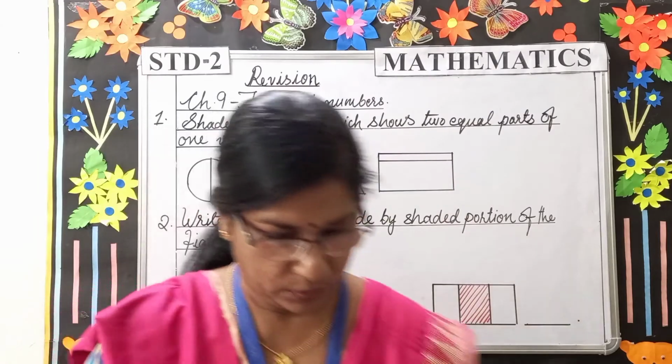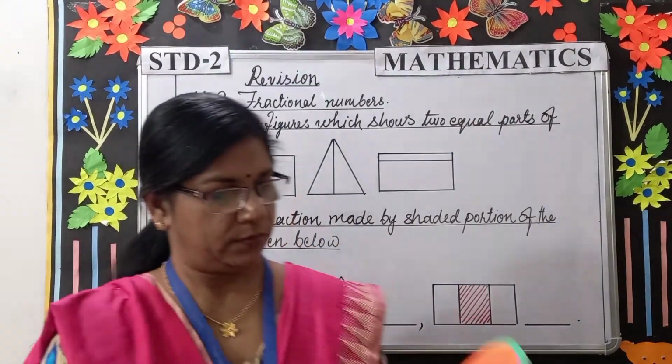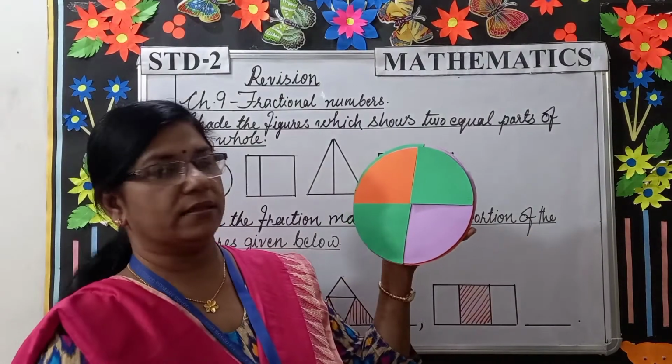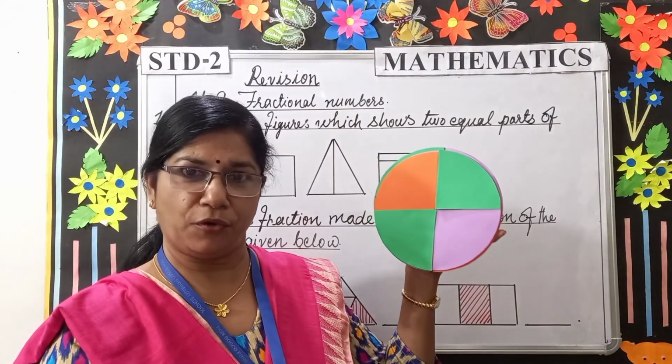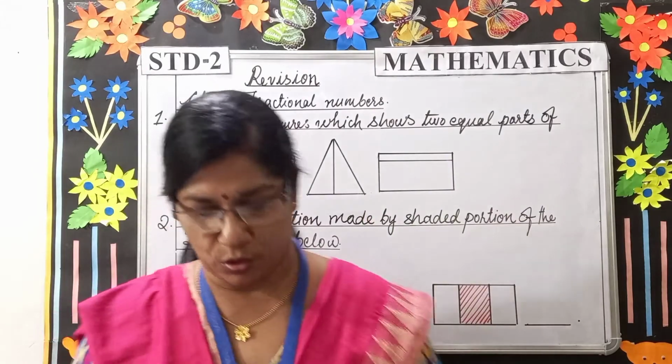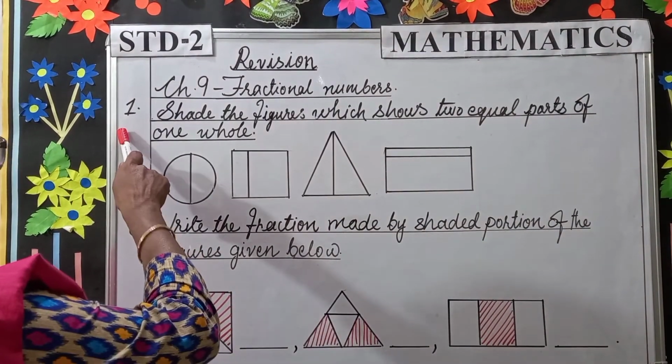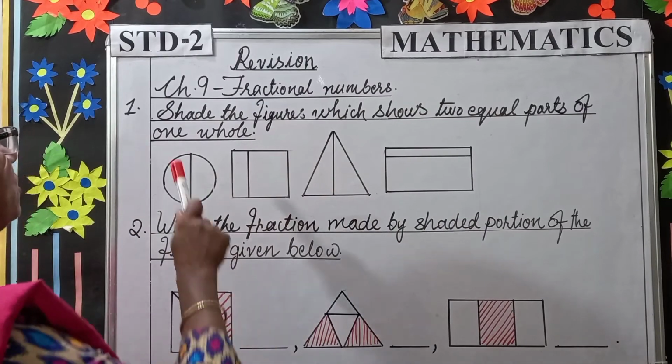Let's do one more. Look at here, children. 3 part is shaded. So 3 by 4. This way, let's do on the board. Look at the board, children. I have given some figures. Now what is the question?